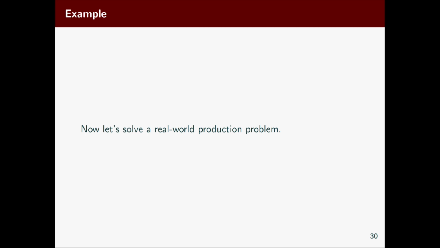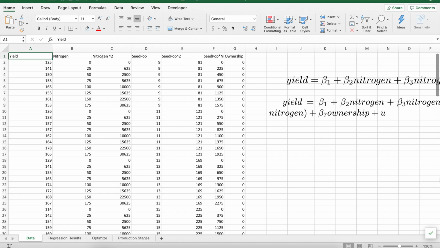Okay, so now let's solve a real-world production problem. So this is where it gets fun. Our data here is again data on lentil production. So you see we have yield in bushels per hectare, nitrogen usage in gallons per hectare. Nitrogen squared is just the squared version of nitrogen. Seed pop is the number of seed packets that were used per hectare. And then we have an interaction term, which is the interaction between the number of seed packets and amount of nitrogen. And then finally, this dummy variable on ownership.